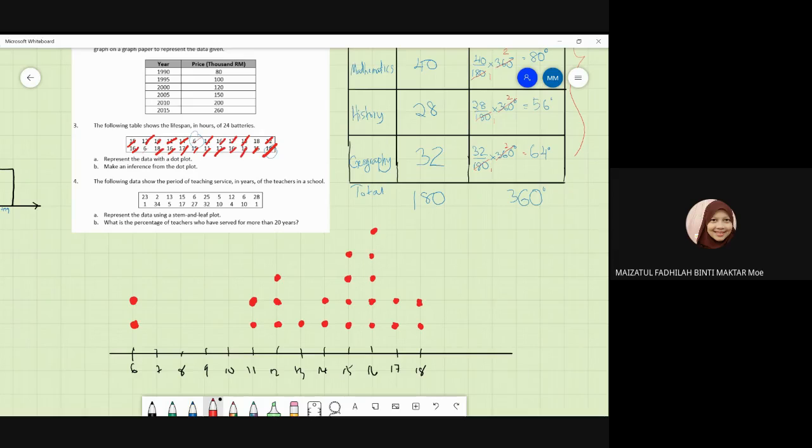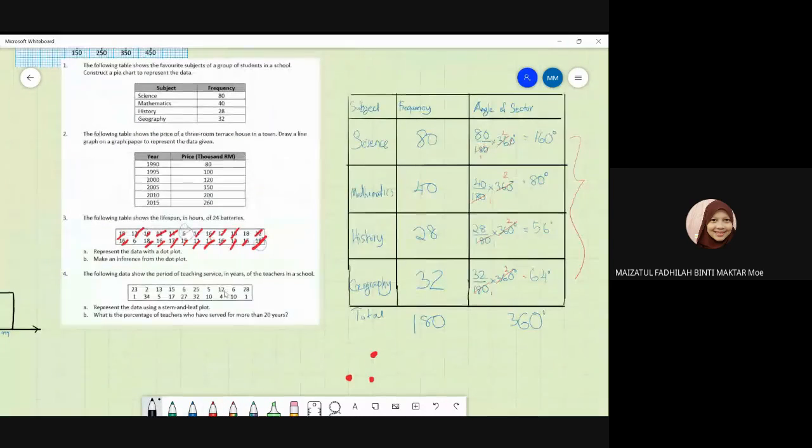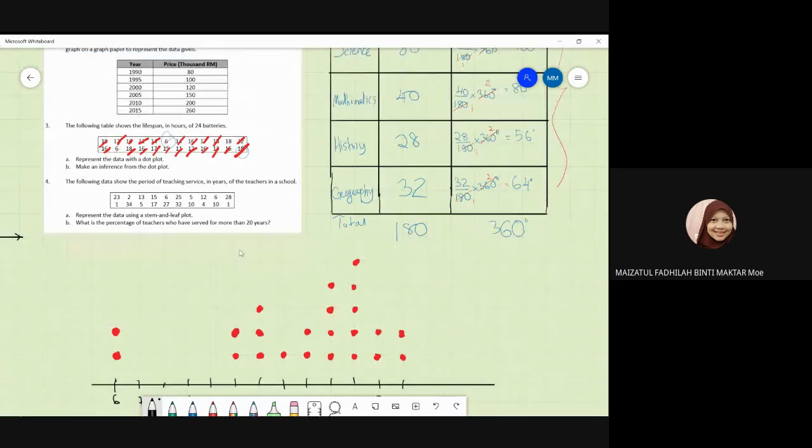Alright, done for this one. For the dot plot, we already did this one. Please write down the title for the dot plot above so you can see. This one is the lifespan of 24 batteries. So you just write down the title.